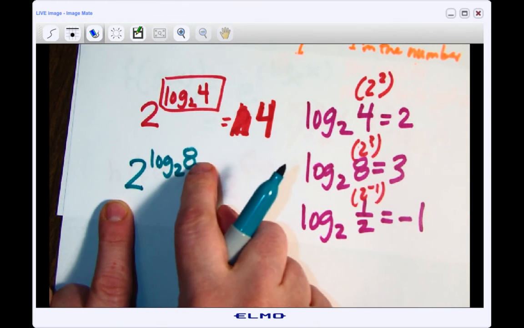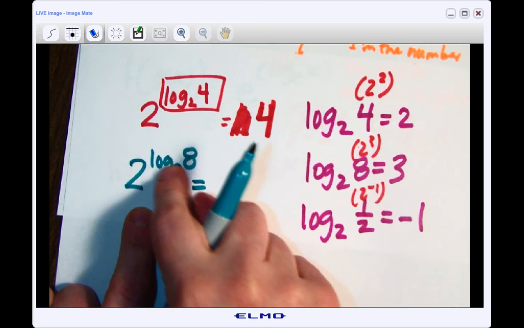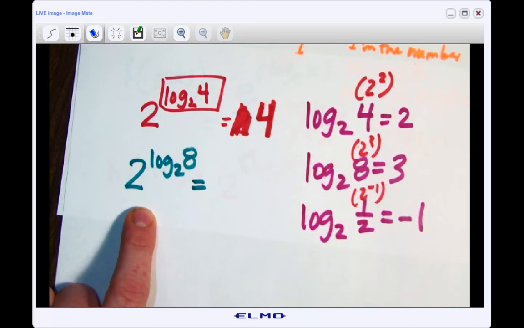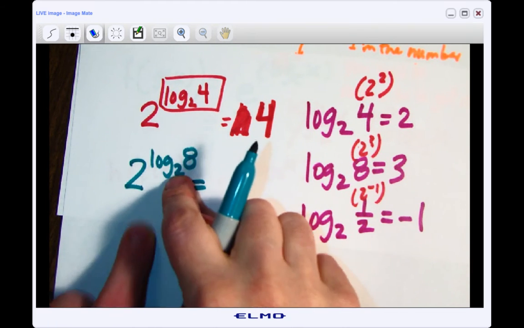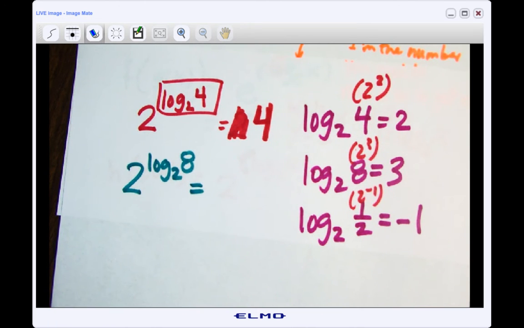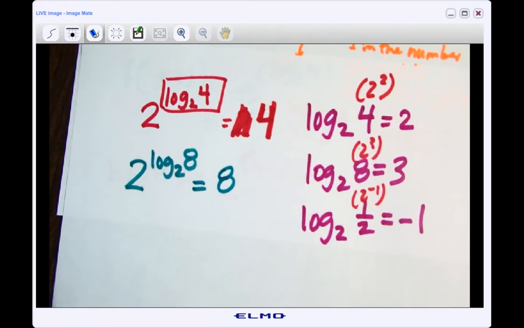Take a look at this one. Log base 2 of 8. This says whatever you have to raise 2 to get an 8, that's the number I am. It doesn't even matter what it is. We happen to know it's a 3. But it doesn't matter. I know I'm using whatever number I have to use to get an 8. And so this one comes out to be an 8.